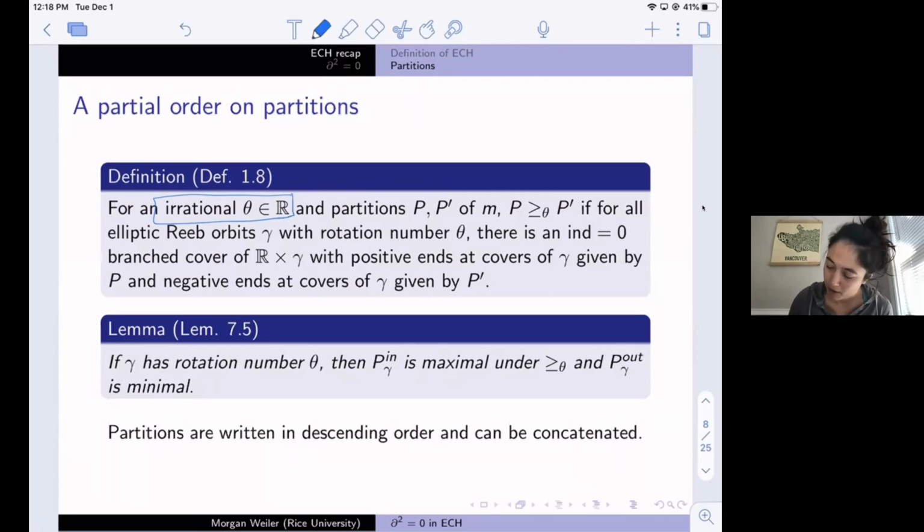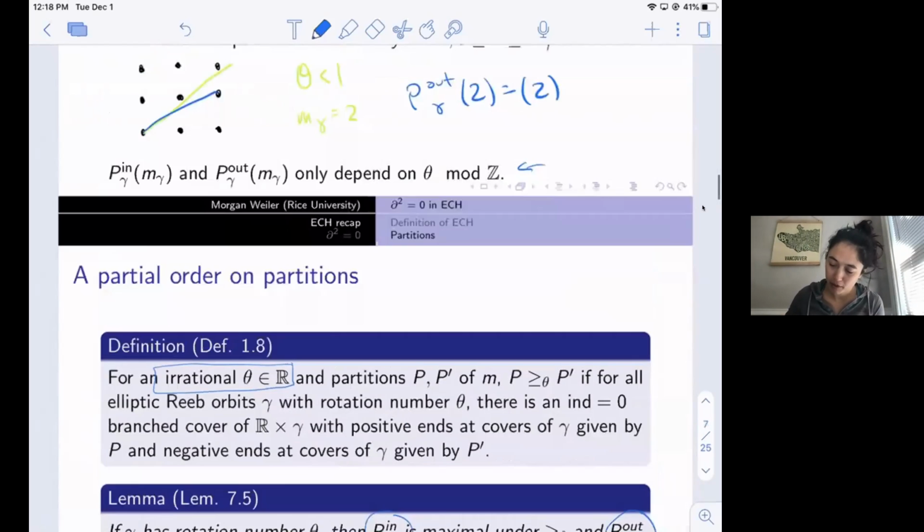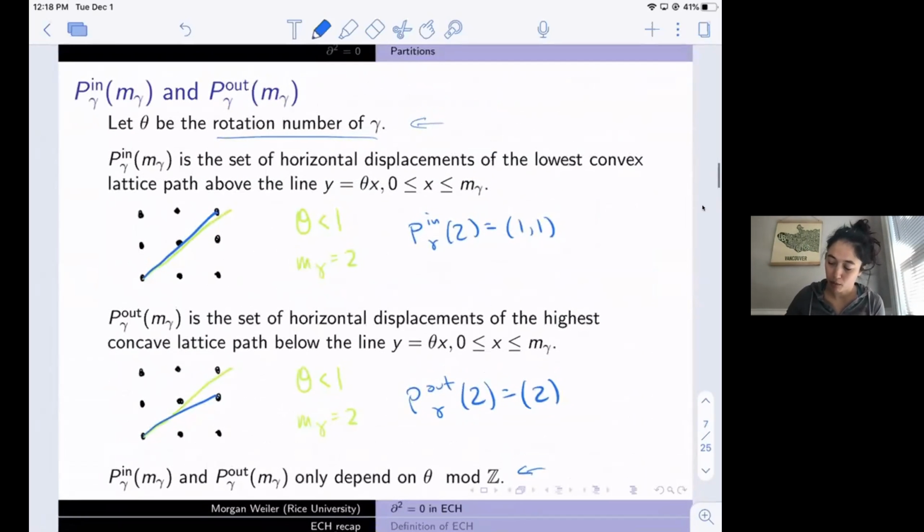So here, I don't know if this curve exists. I would have to compute some things to show that it does. But actually, P in is always maximal and P out is always minimal. This is a lemma proved in this gluing paper. And so, on my previous slide, I showed that P in of 2 was 1, 1 and P out of 2 for this value of theta is 2.